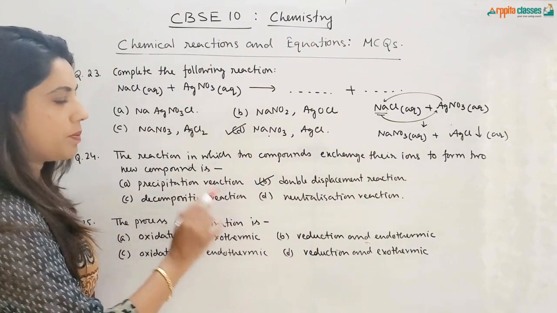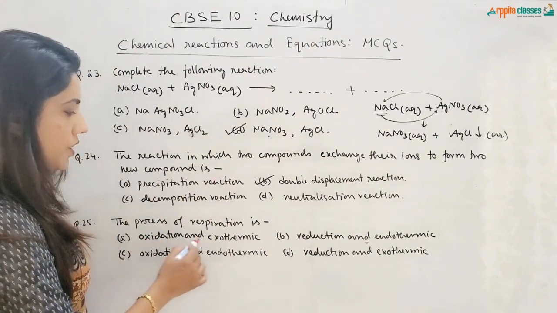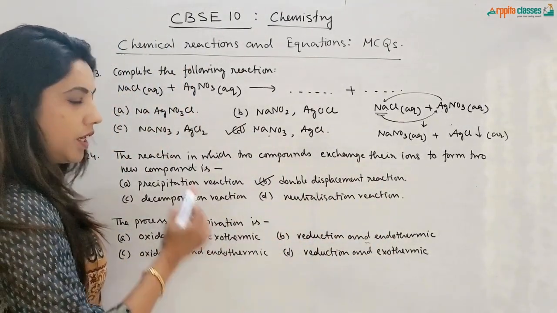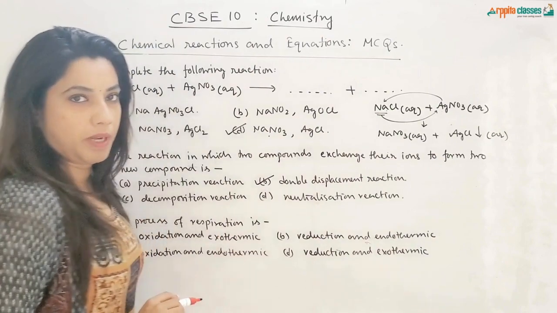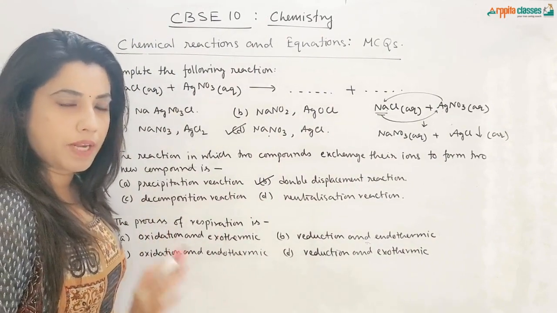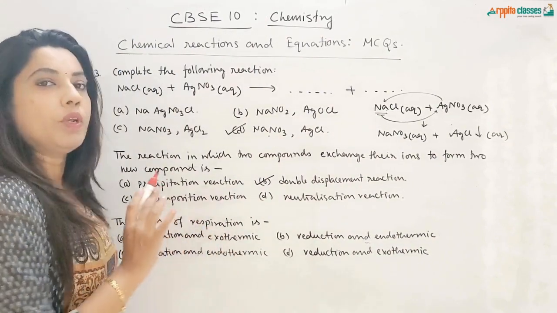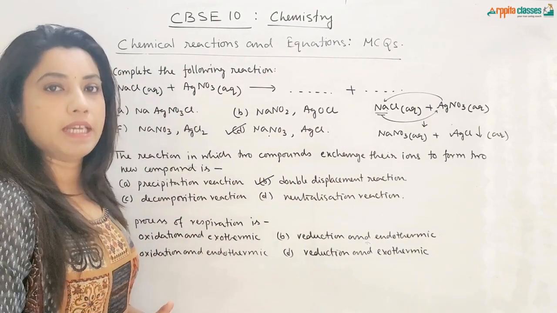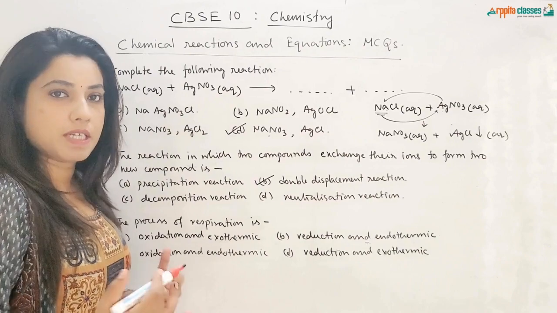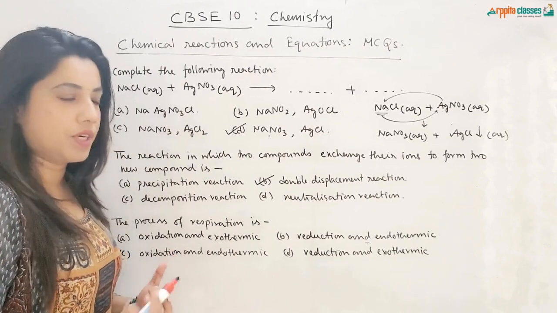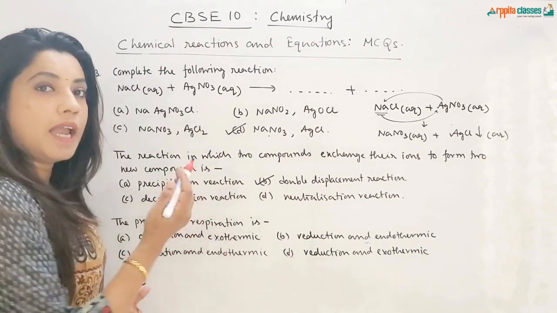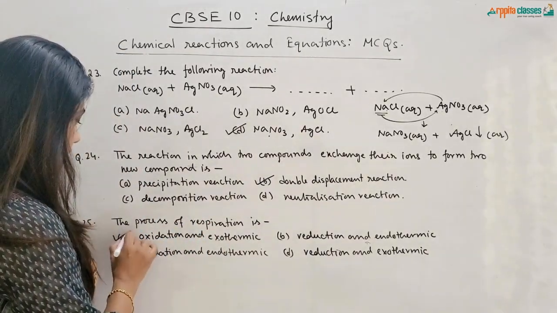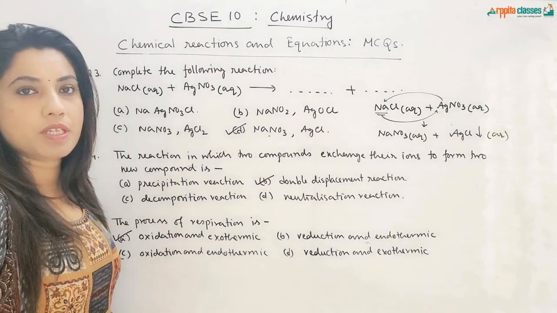Come to the next question. The process of respiration is: oxidation and exothermic, reduction and endothermic, oxidation and endothermic, reduction and exothermic. So what happens in respiration? In respiration, glucose is oxidized and energy is released. Energy is released means it is an exothermic reaction, and glucose is oxidized, so it is an oxidation and exothermic process.